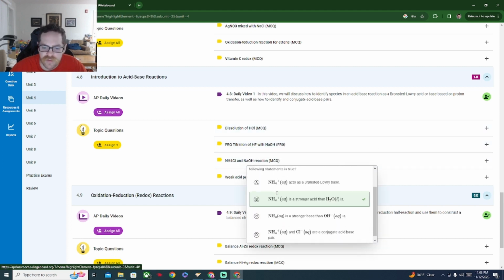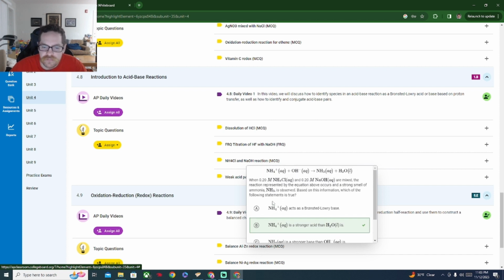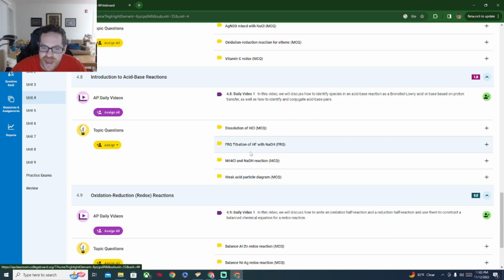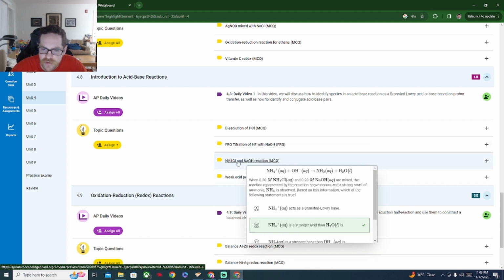NH4Cl and NaOH reaction. All right. 0.2 molar NH4Cl, 0.2 molar NaOH are mixed. The reaction represented above occurs. A strong smell of ammonia is observed. Which following is true? NH4+ is a stronger acid than HCl. Let's talk about why.